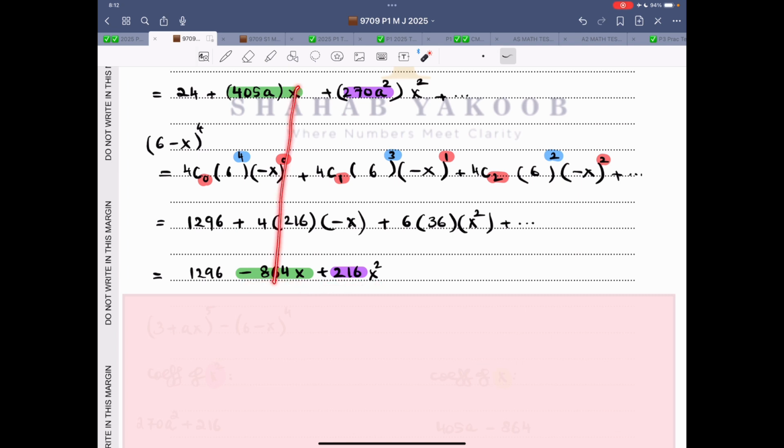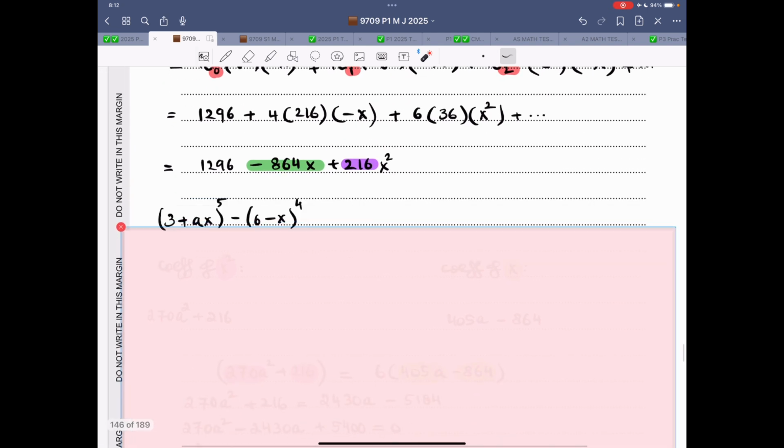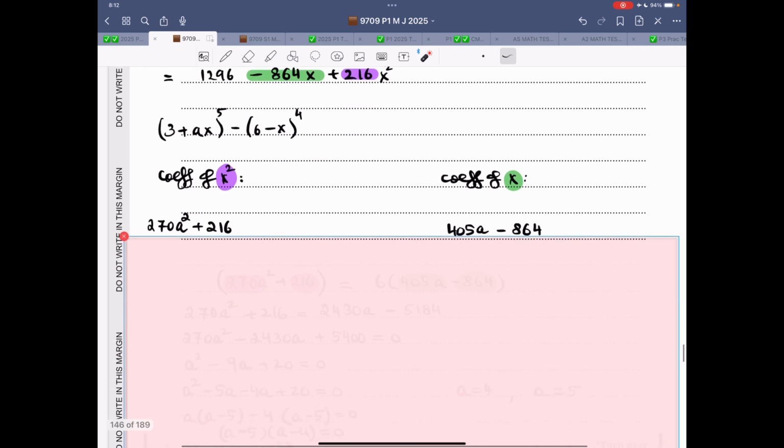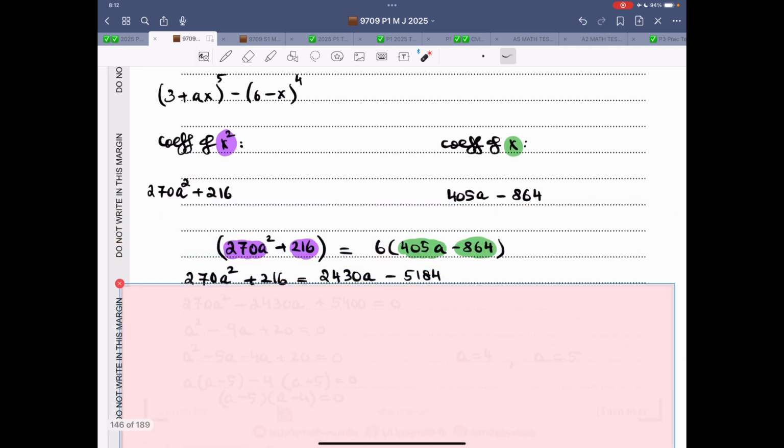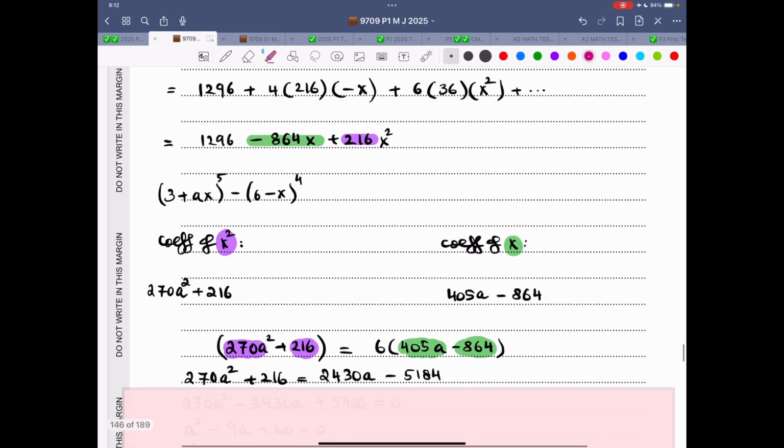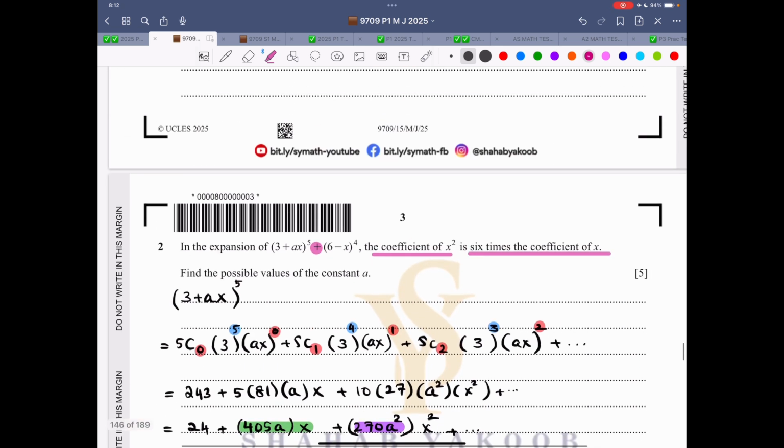Now these two, the 2 greens will add up to the coefficient of x. The 2 purples will add up to the coefficient of x squared. And now look at what I have done. I have made 2 columns. And over here, the coefficient of x squared is this plus this. The coefficient of x is this plus this. And then we have this thing, which is the coefficient of x squared is 6 times the coefficient of x. There is the expression.